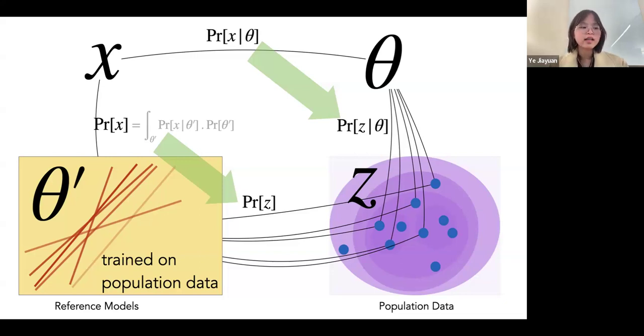So what this attack does intuitively is that it asks this counterfactual question of what if the model is trained on Z rather than X? How would the P of X given theta compare to P of X given theta prime? So instead of only relying on the comparison between target data and population data, or the comparison between target model and reference model, we do two layers of comparison here.